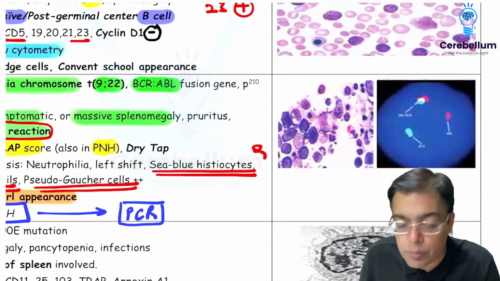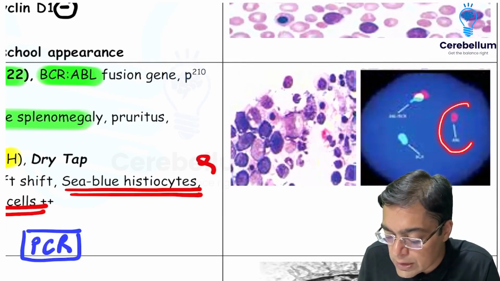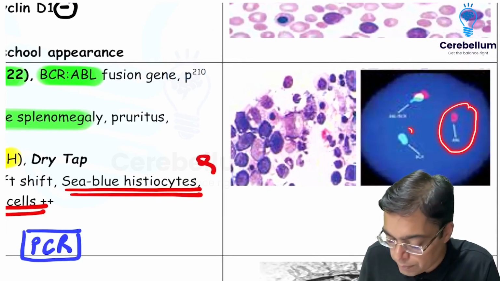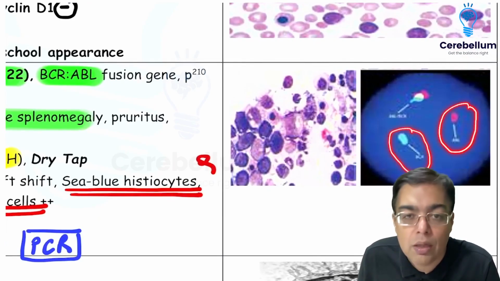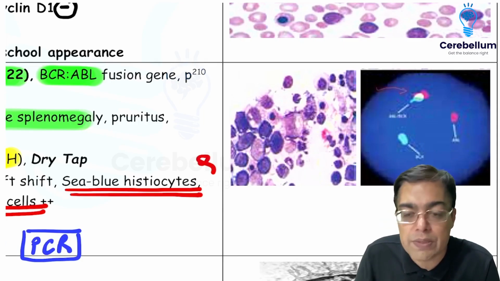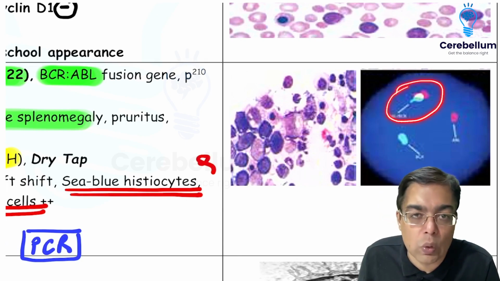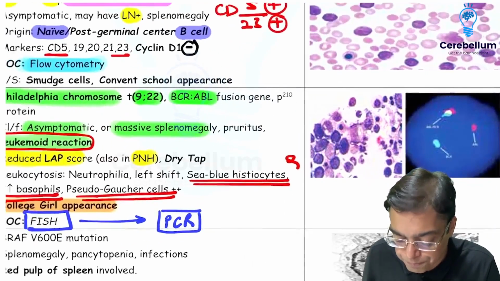How exactly is the appearance in case of FISH? Normally you would be having one gene, let us say the ABL gene having a red color, and the BCR gene having a green color. But patients having CML will be showing you the presence of a yellow color. That means the red and the green are coming together at a place. That is an indication of a fusion gene being present in the patients. That is what we need to remember over here.